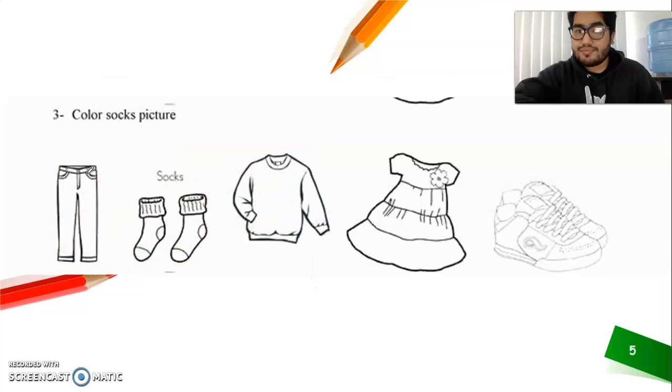Very good. So now, color socks picture. Well, here it says socks, so I think here are the socks. Very good.